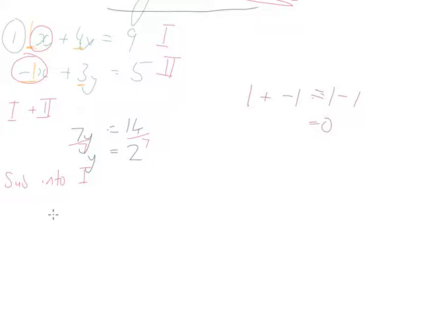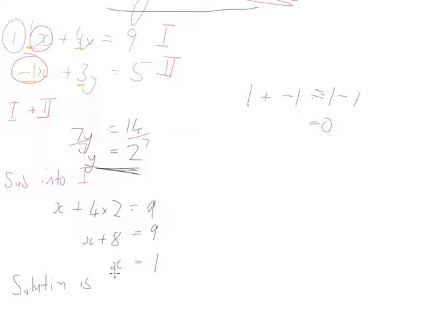Equation 1 said that x plus 4y equals 9, so 4 times 2. We know that y is 2, y is 2 from right here. Equals 9. So we get x plus 8 equals 9. So we get x equals 1. So my solution here: x is 1, y is 2.